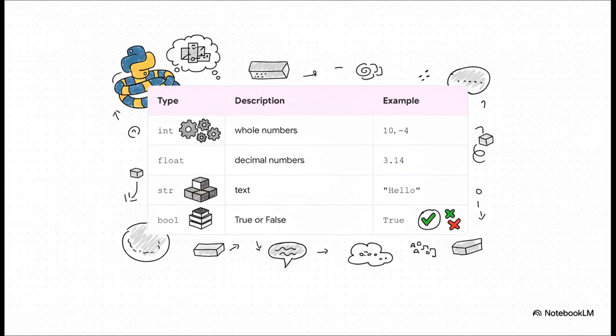So what kind of stuff can you actually put in these boxes? Well, Python automatically handles 4 main types. You've got integers, or int, for whole numbers. You've got floats for any numbers with decimals. You've got strings, or str, for any kind of text. And you have booleans, which are just true or false. The best part? You never have to tell Python what type it is. It just figures it out on its own the second you put a value in the box.